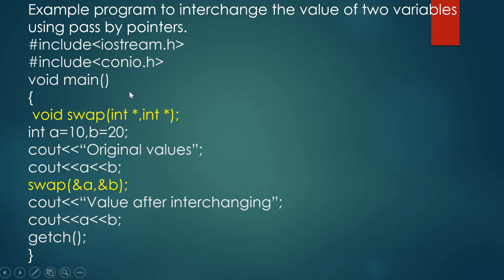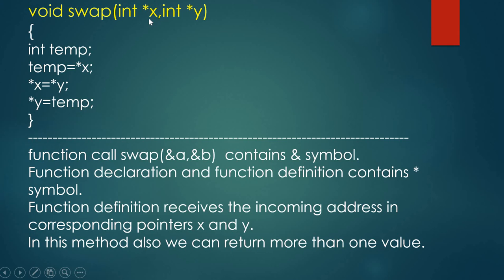First the header files iostream.h, conio.h. After that we are opening the main function. Here also there is a function declaration. In the function declaration, which symbol is there? The pointer symbol, that is, the star symbol is there. In the function declaration the star symbol is there. In the function call the AND symbol is there, and in the function definition the star symbol is there.